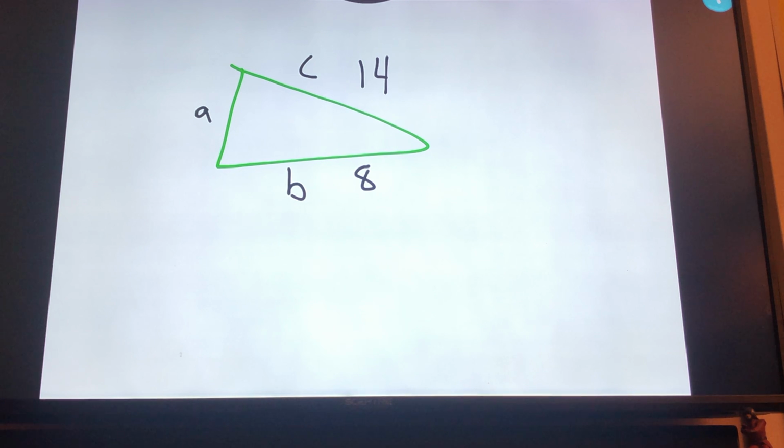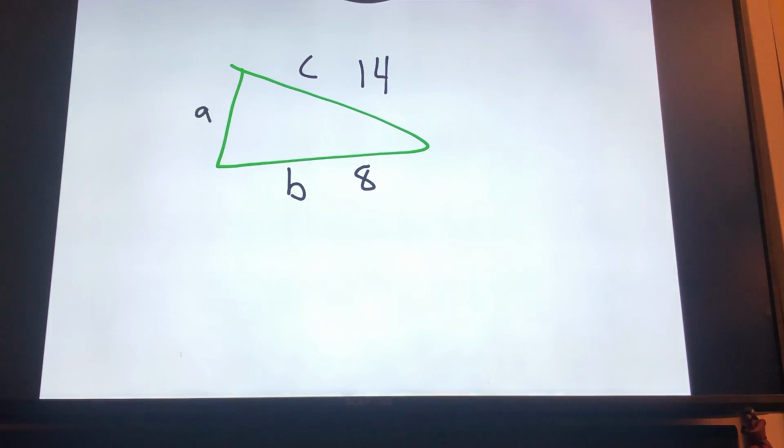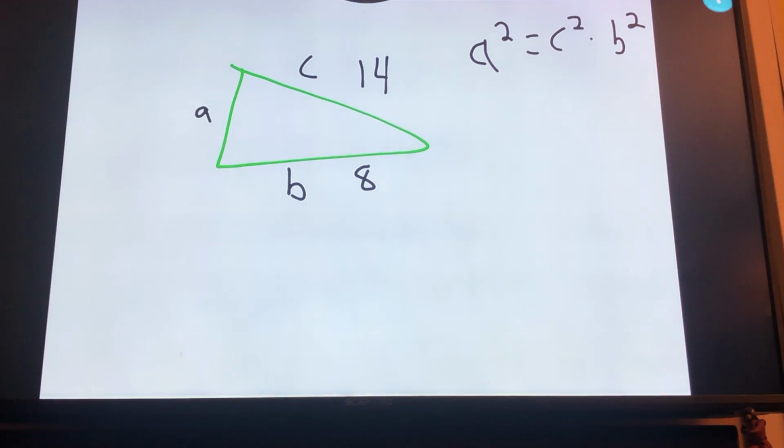Wow, that looks a lot different, you say. It does, but here's the kicker. All you're doing is still writing down your Pythagorean theorem, but this time, since you're trying to solve for A, you have to write it like this. A squared equals C squared minus B squared. And bear in mind, that's a minus, okay?